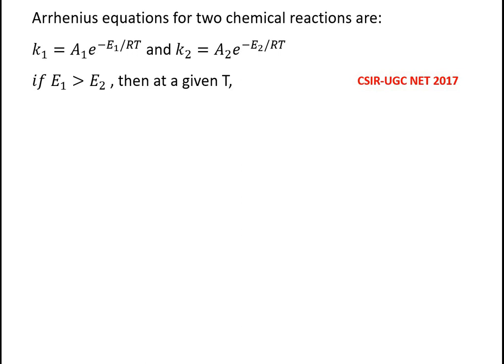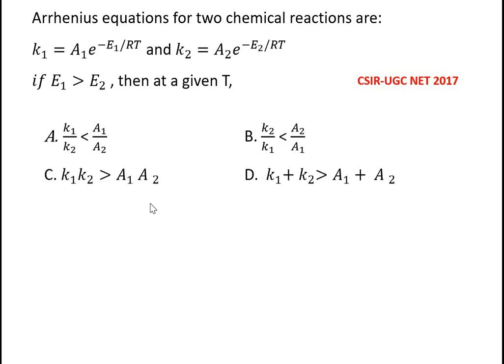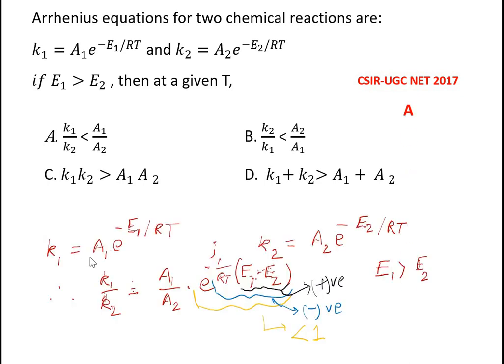Well, next question: Arrhenius equations for two chemical reactions are this and that. A1 and A2 are different, E1 and E2 are different, but the condition given is E1 greater than E2. Then at a given temperature, which one is true? So we can start with the given equations, that K1 is this one and K2 is this one. If you just take the ratio K1 by K2, it would give you A1 by A2 and e to the power minus 1 by RT common, E1 minus E2.